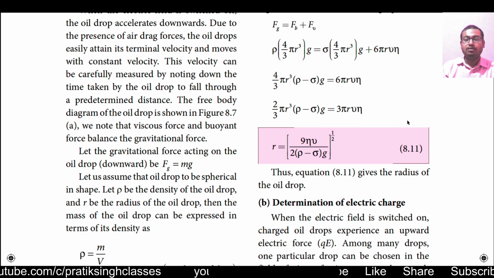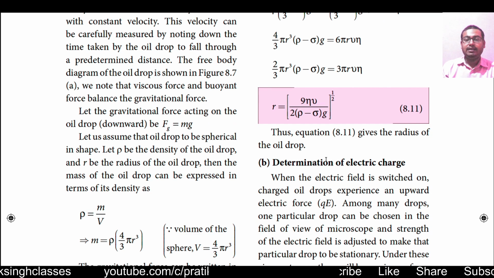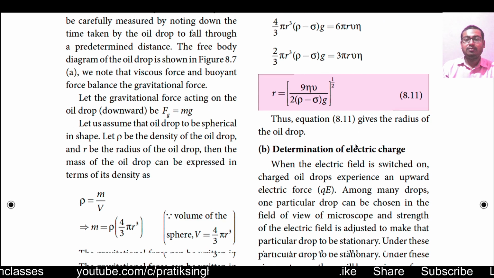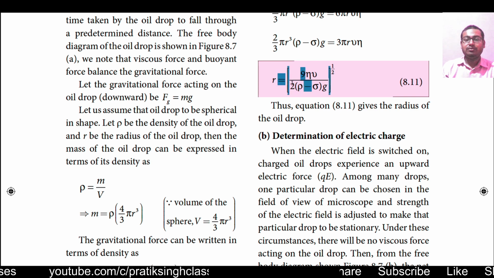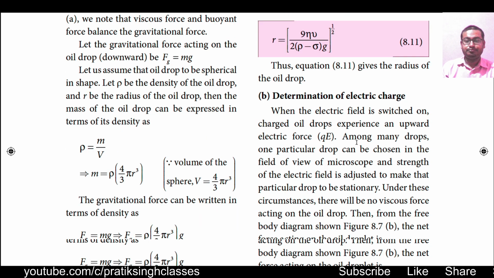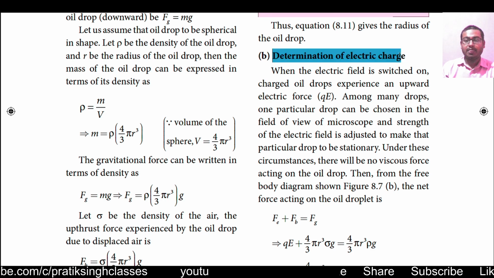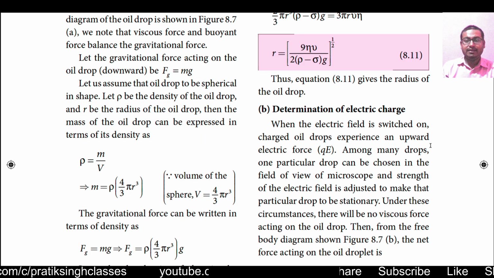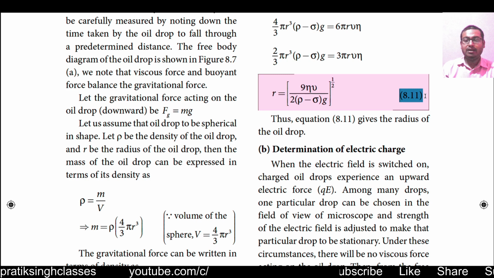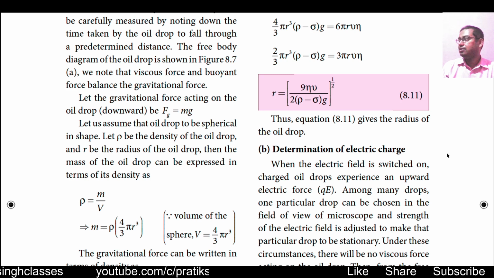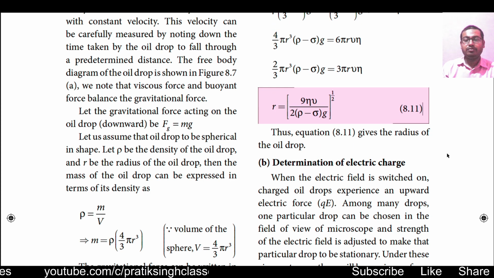Okay, so here let us just rearrange it, and by that we get r is equal to the square root of 9 eta v by 2 into (rho minus sigma) into g. Okay, so this gives the radius of the oil drop. Now, determination of electric charge. How to find? By this figure, by equation 8.11, we can find out the radius of the oil drop or the glycerin which is coming out of the atomizer.